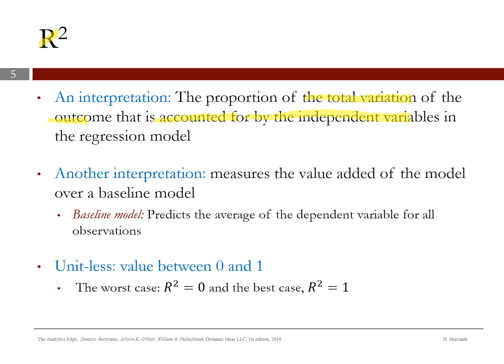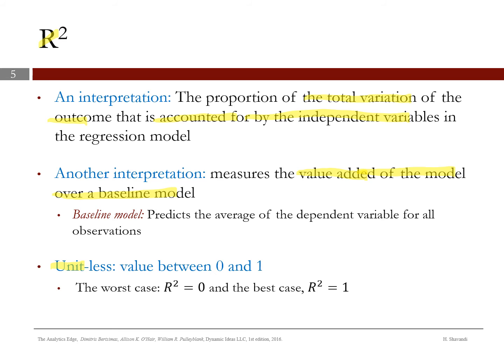But if we have a small value for R square, that means it is so close to the baseline, right? I mean, the baseline is a good prediction model here, and that shows that, okay, independent variables have almost no impact on the changes of the dependent variable or the outcome, okay? And another interpretation would be the value added that the linear regression model has over a baseline model, okay?